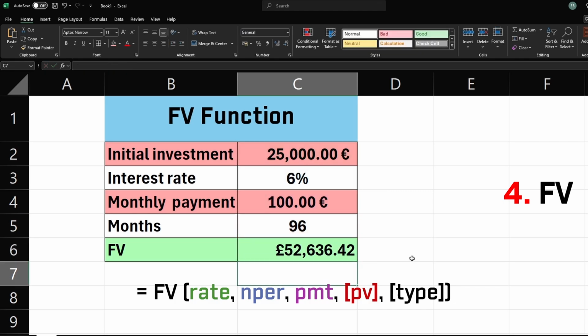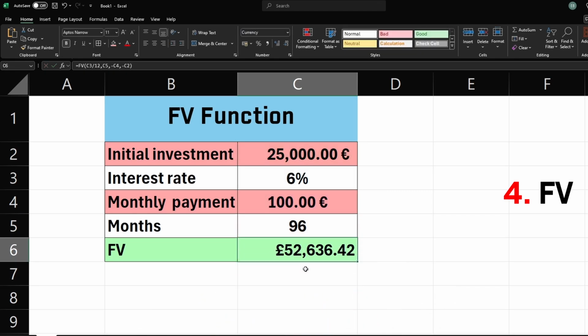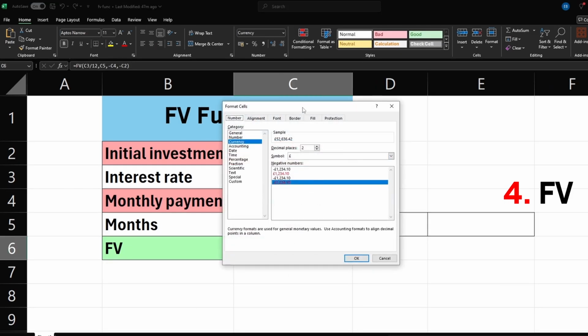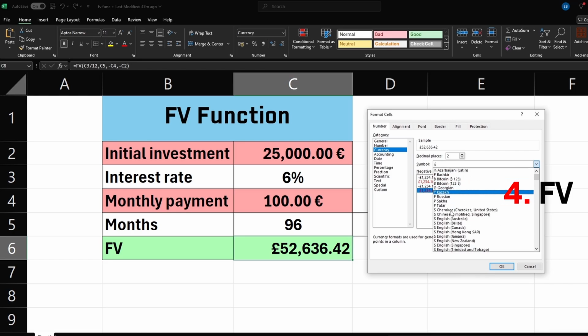As a result, we received the amount of money we would have after 96 months. If the result is currently displayed in pounds, but you want it in euros, you can easily change the formatting in Excel. Right-click on the cell, choose Format Cells, and in the Category Currency you can choose which you want.